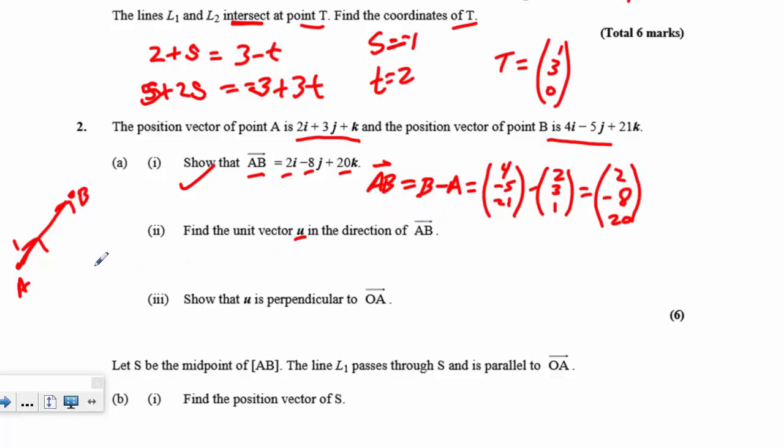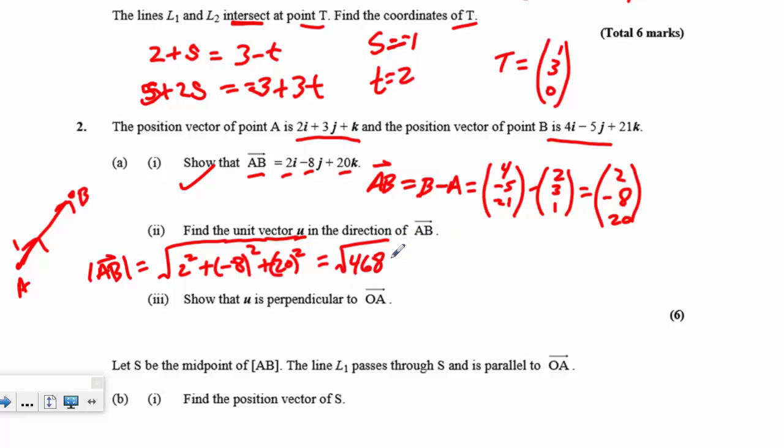Okay, so the first thing I have to do is find the magnitude of AB. We can find it using the distance formula. So it's going to be the square root of 2 squared plus negative 8 squared plus 20 squared. This is going to be 4 and 64, which is 68, and then 20 squared is 20 times 20, so that's going to be 400. So this will be 468, the square root of 468.